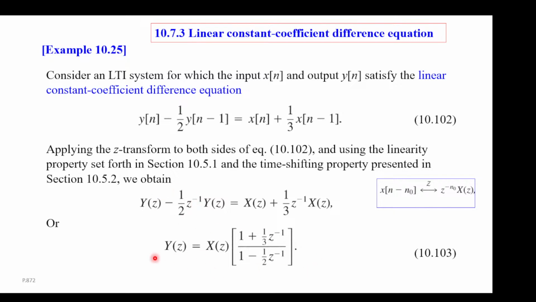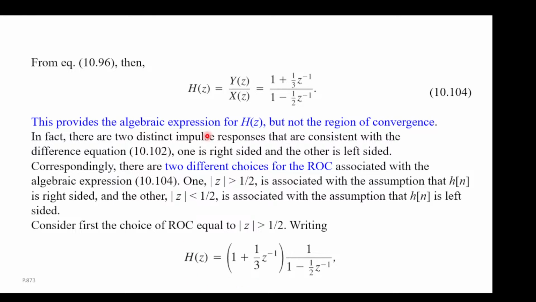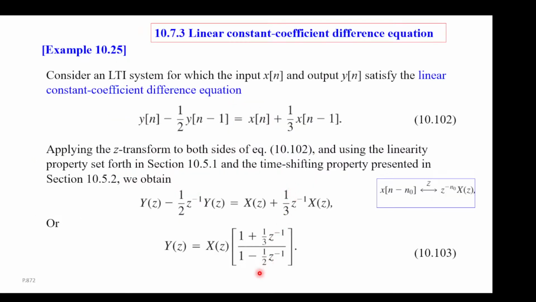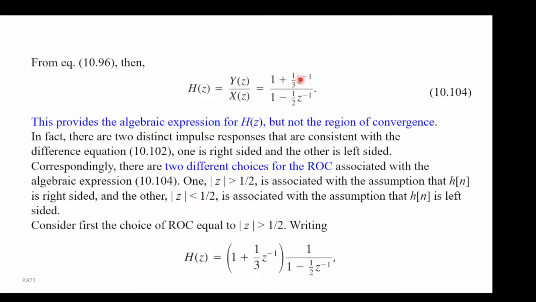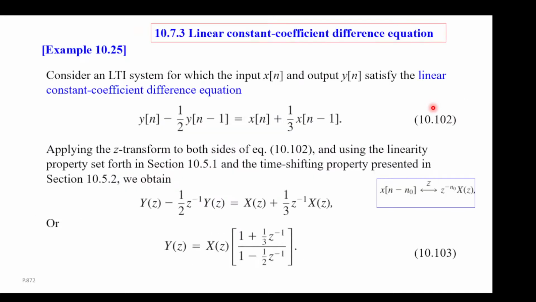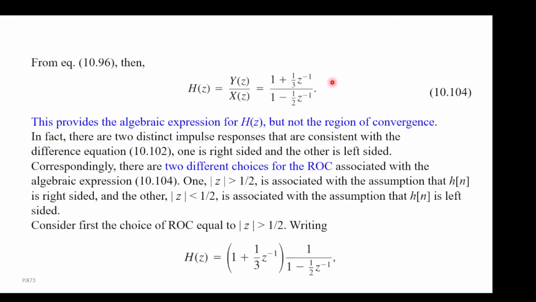So you can write big Y as big X times some function of z to the minus 1. And if we believe our convolution formula, then big H of z should equal big Y divided by big X, which is just this thing here: 1 plus 1 over 3 z to the minus 1 over 1 minus 1 over 2 z to the minus 1. This tells us the system function associated with this linear constant coefficient difference equation. So we have the algebraic form of big H of z here.